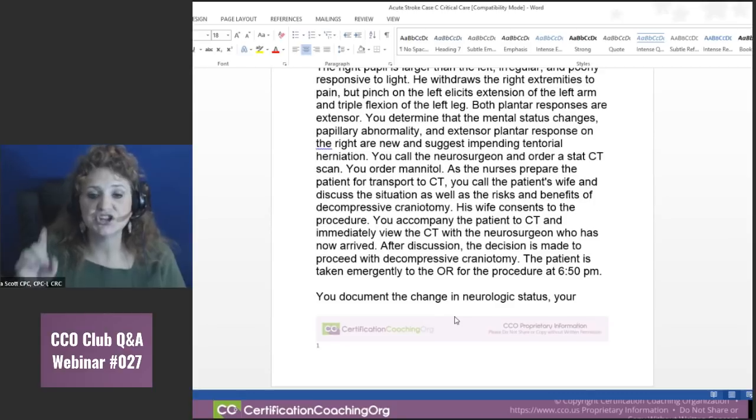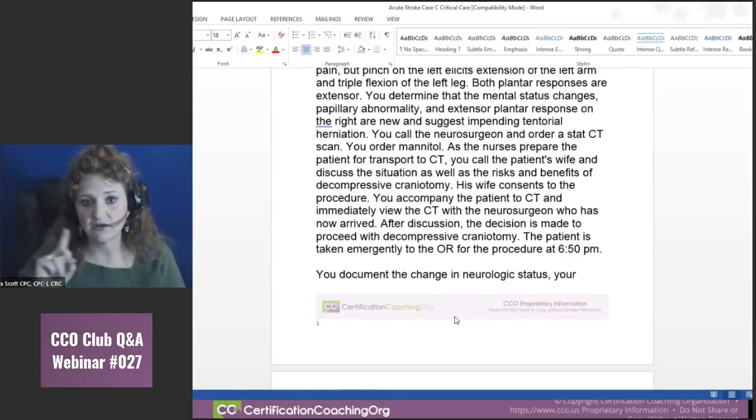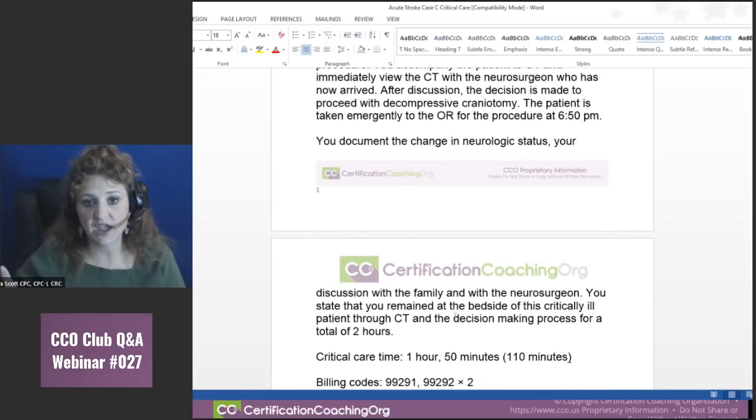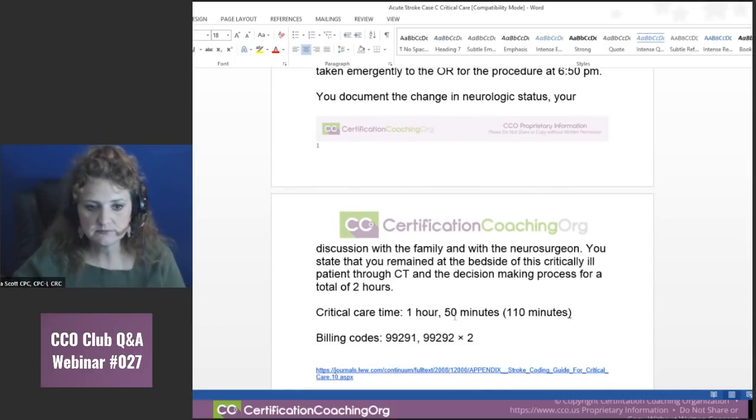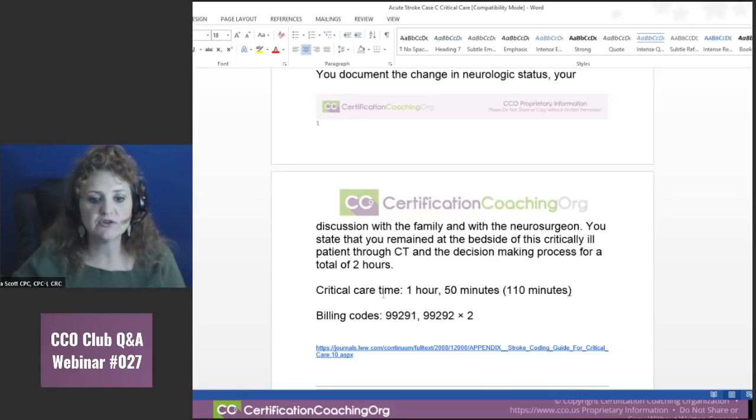You document the change in the neurological status, that's why you were called in for critical care. Your discussion with the family, you stayed with the patient, and you stayed with the neurosurgeon. You got 3 things there. You state that you remained at the bedside of the critically ill patient through CT and the decision-making process for a total of 2 hours. Critical care time is 1 hour and 50 minutes, which is 110 minutes.